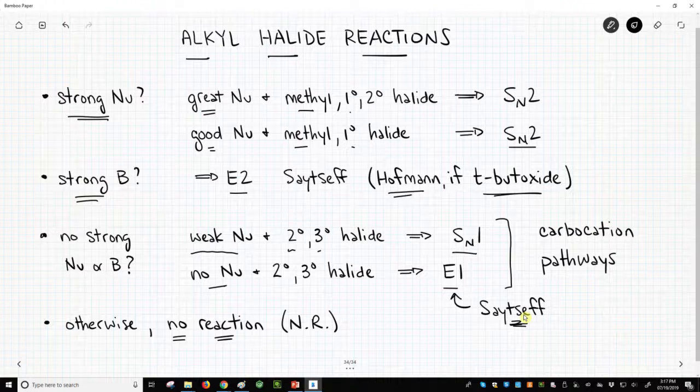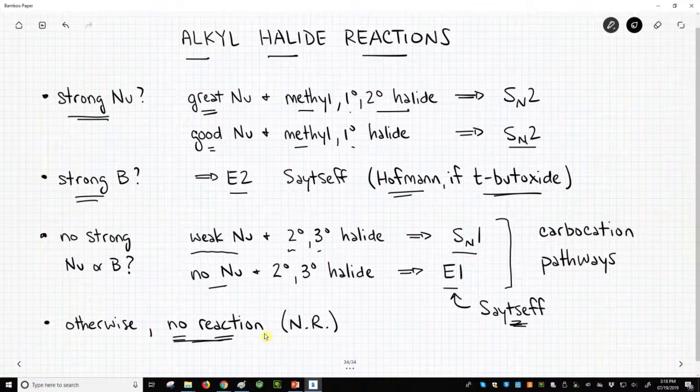Now, if none of these criteria fit, then you're going to have no reaction. So how would you get a no reaction? Well, what if we had a really strong nucleophile, one of the great nucleophiles, and a tertiary halide? If that's the case, we would fall through this entire list and get to this no reaction.